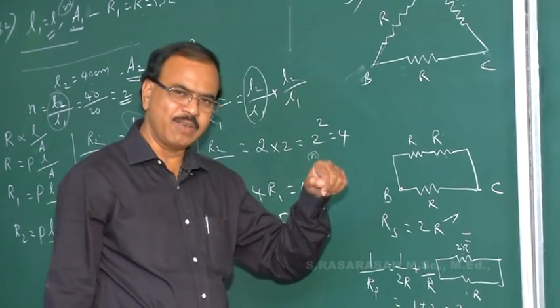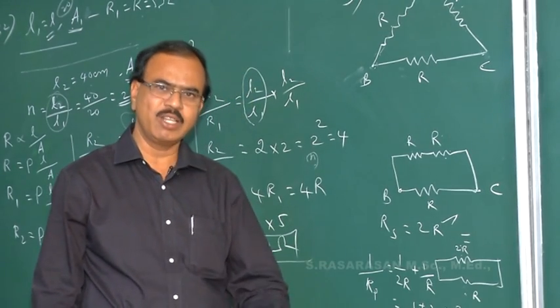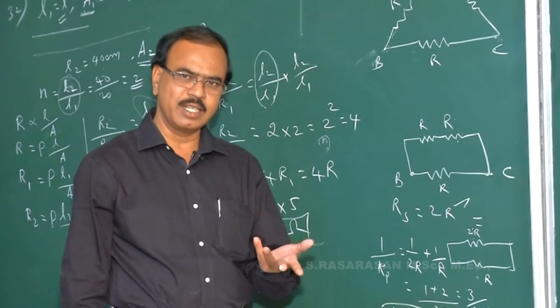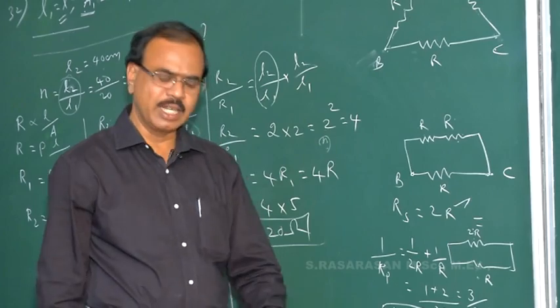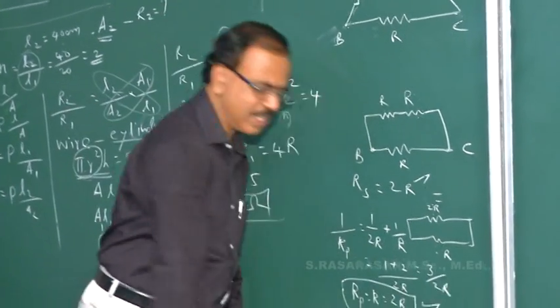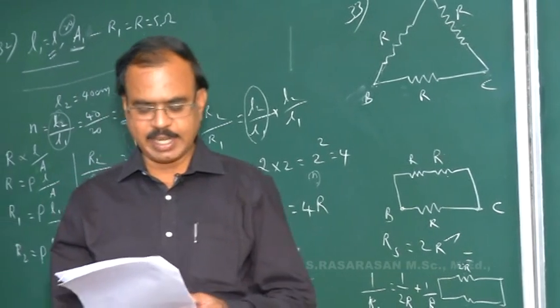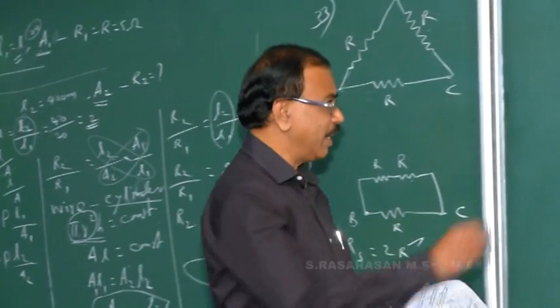So the value must be lesser than R. The value I got is lesser than R. 0.66 R comes, and 0.66 R is lesser than 1 R. So this answer is 100% correct. We can ensure, we can establish the answer. So the option A is correct, 2R by 3. Let's pass on to the next.